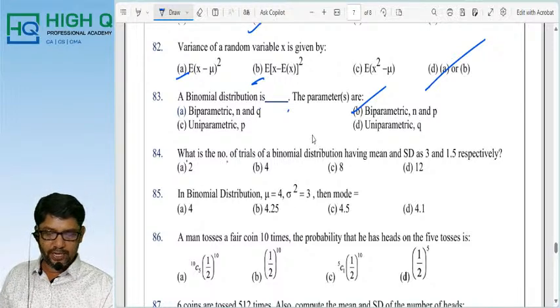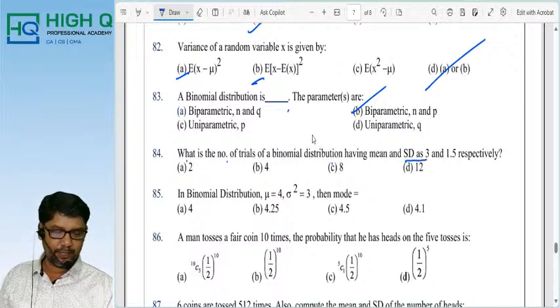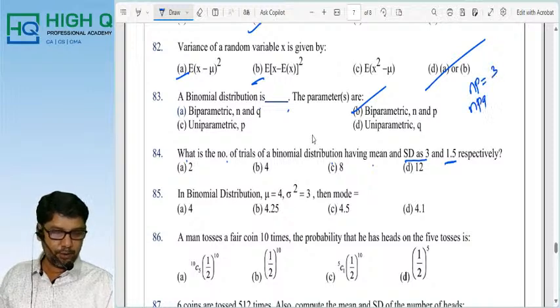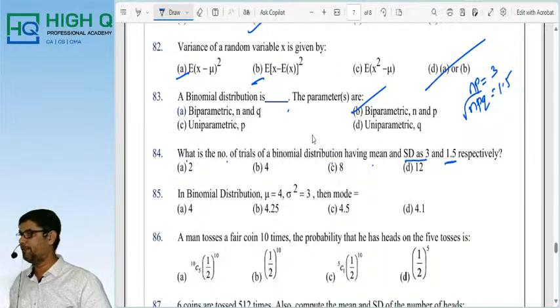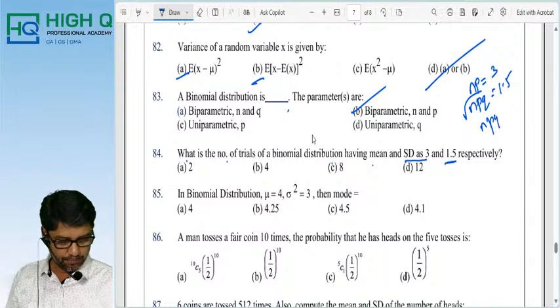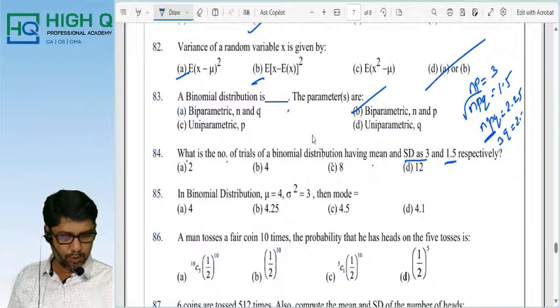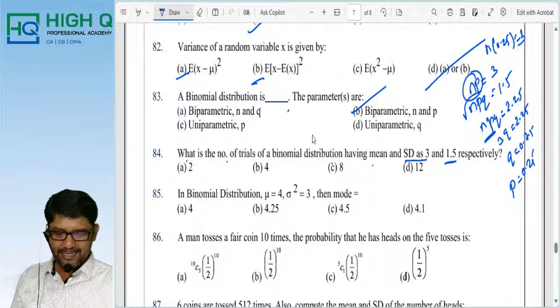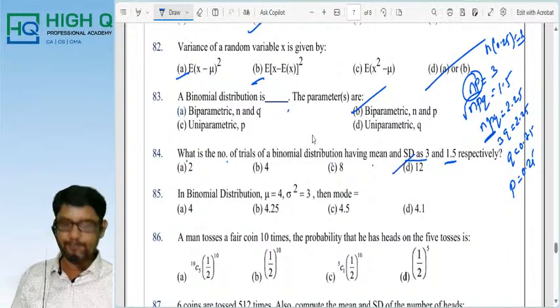What is the number of trials of binomial distribution having mean and standard deviation 3 and 1.5 respectively? Look at this. Mean is 3, NP is 3. Root of NPQ is 1.5, so NPQ is 2.25. NP is 3, so 3Q is equal to 2.25. So Q is 0.75. P is equal to 0.25. Substitute here. N into 0.25 is equal to 3. I am getting 12.